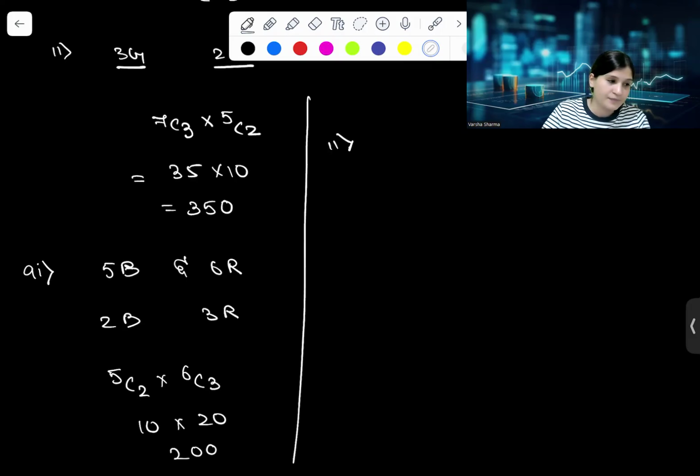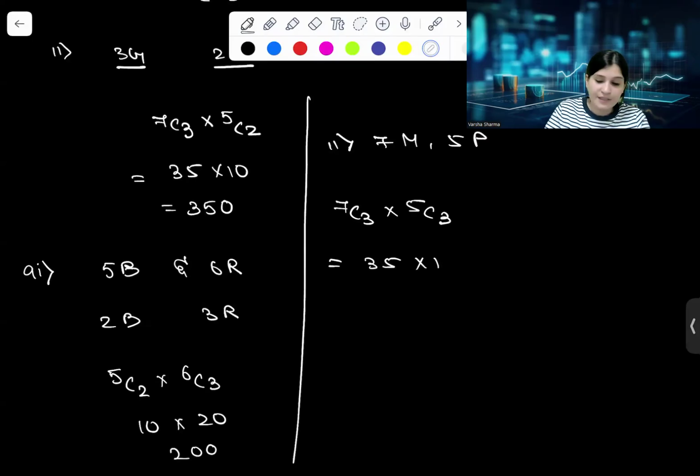Second, a shelf contains 7 different maths books and 5 different physics books. We want to form a group of 3 maths and 3 physics books. I want 3 maths and 3 physics books. 7C3 multiplied by 5C3. So 35 into 10, 350.